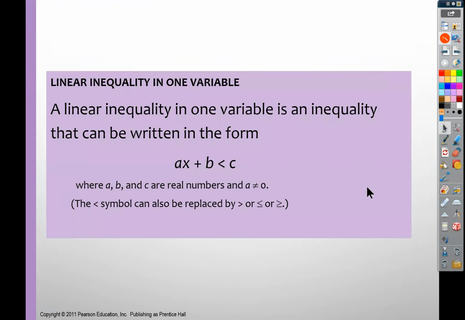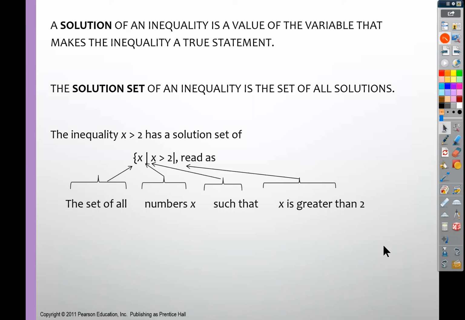So an inequality is not equal. You can pause this and write it down if you want. A solution of an inequality is a value of the variable that makes the inequality a true statement. The solution set of an inequality is the set of all solutions. So a solution is one that makes it a true statement, but the solution set is all solutions.